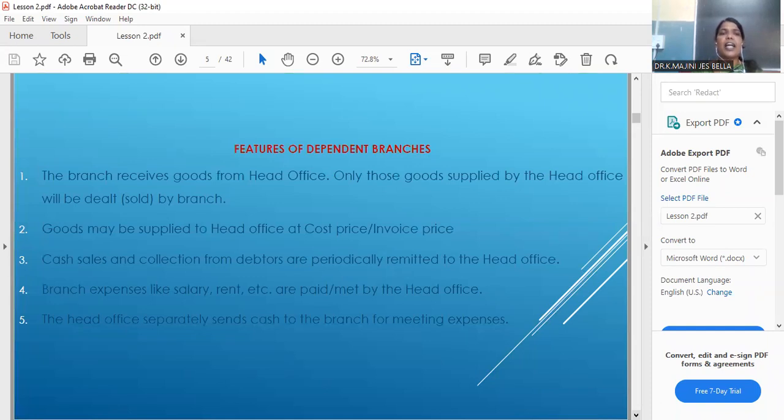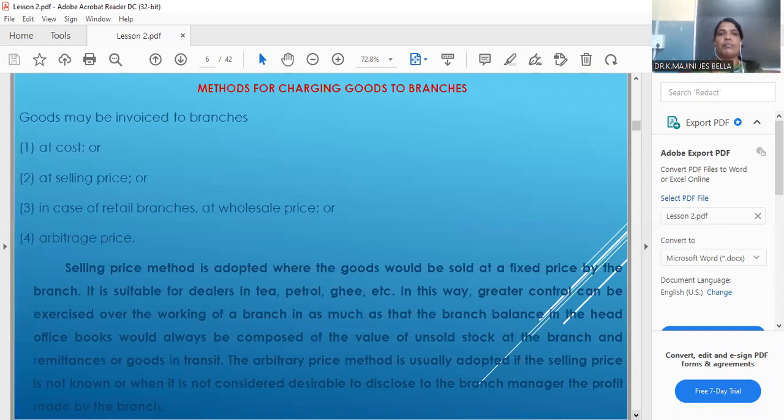Then cash and the collections from debtors are periodically remitted to the head office. Then the branch expenses like salaries, rent, rates, and taxes are paid and made by the head office only. The next feature is the head office separately sends cash to the branch for meeting their day-to-day expenses.